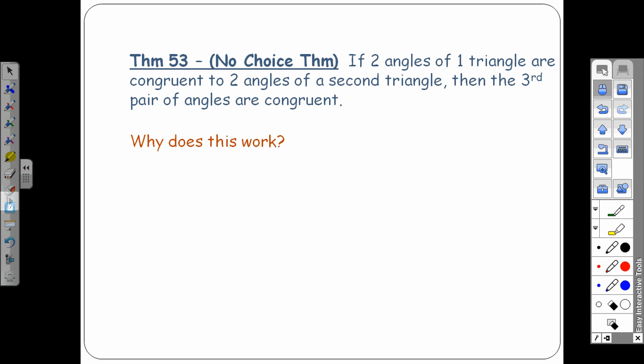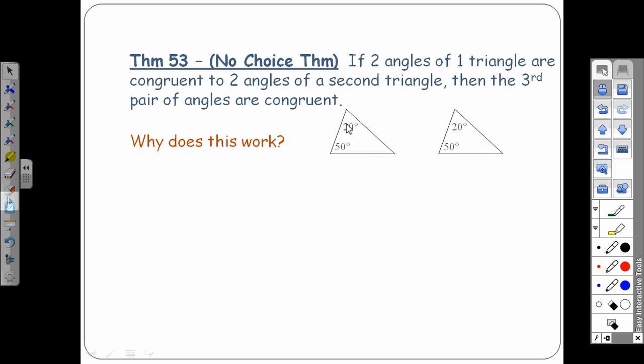Okay, well, that's cool and everything. Why does this work? Let's take a look at this example. So we have one triangle here that has angles measuring 20 and 50. And then we have a second triangle that also has angles measuring 20 and 50. So the two angles of one triangle, these two, are congruent to the two angles of a second triangle, those two. We have no choice but to say that these third angles are congruent.